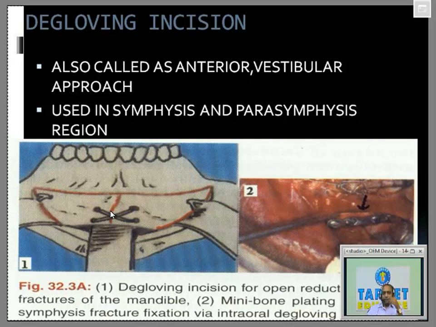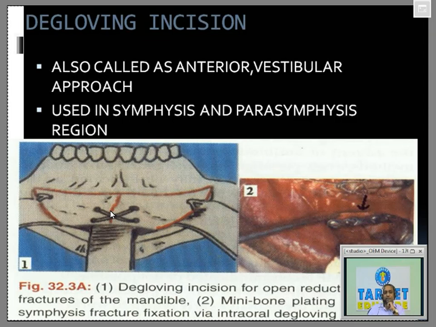But you can also treat these fractures by intraoral approach, and nowadays most fractures of the mandible can be treated by intraoral approach because of the extraoral scar, which is an aesthetic problem in cases of extraoral approach. So mostly nowadays all maxillofacial surgeons try to treat the fractures of the mandible by intraoral approach. Now here you can see a degloving type of incision, also called a vestibular approach or anterior vestibular approach.